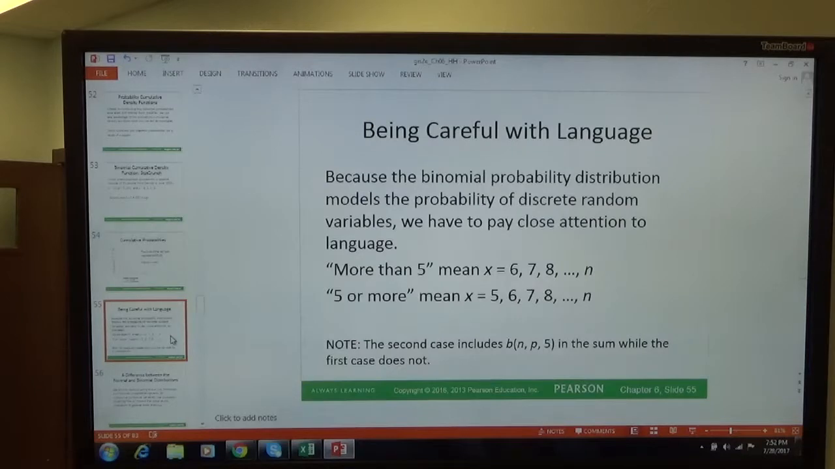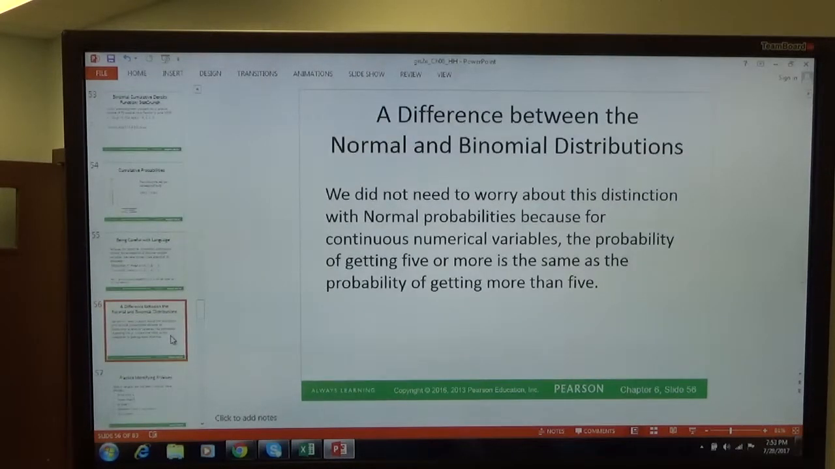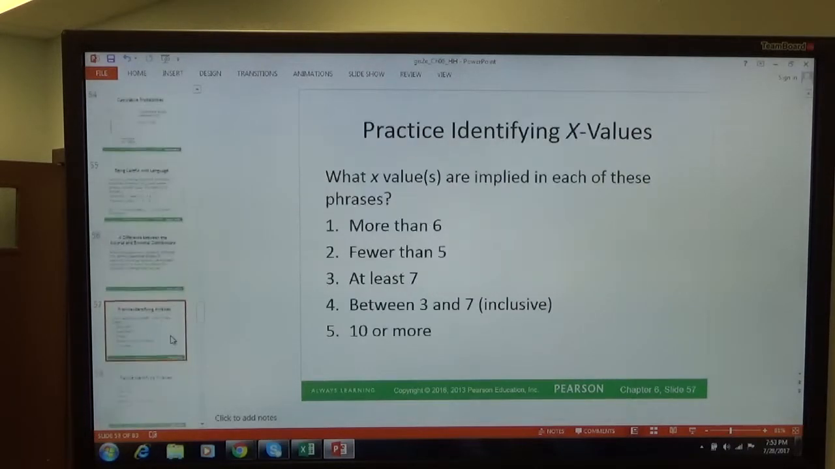And how about more than 5? That means 6, 7, 8, 9. Five or more includes 5. Is that clear? It matters if the outcomes are discrete. Now let's take more than 6, greater than 6. Fewer than 5, less than 5. At least 7, 7 or more. Between 3 and 7, that's easy. 10 or more, or at least 10.